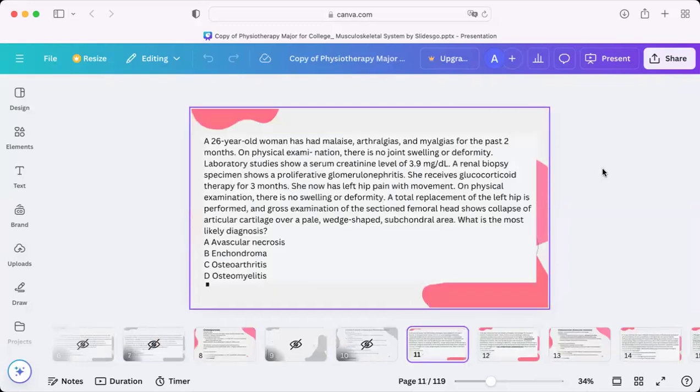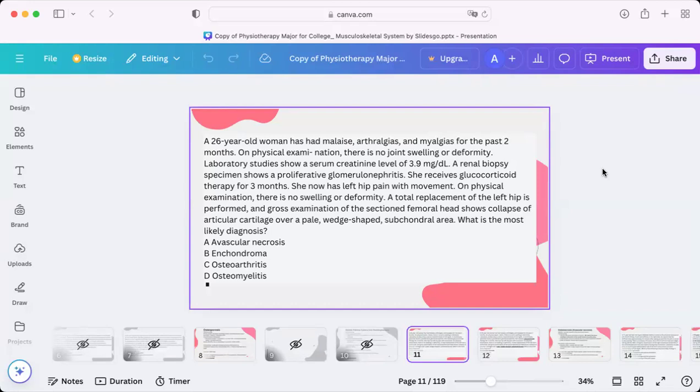Okay, next question. We have a 26-year-old woman who has had malaise, arthralgias, and myalgias for the past 2 months. On physical examination, there is no joint swelling or deformity. Laboratory studies show a serum creatinine level of 3.9. Renal biopsy shows proliferative glomerulonephritis. She received glucocorticoid therapy for the past 3 months. She now has left hip pain with movement.